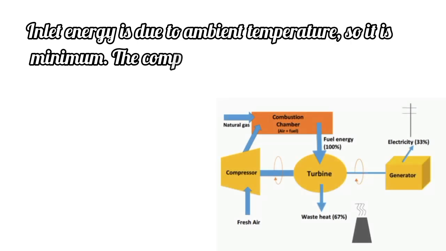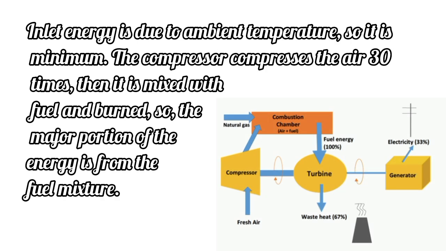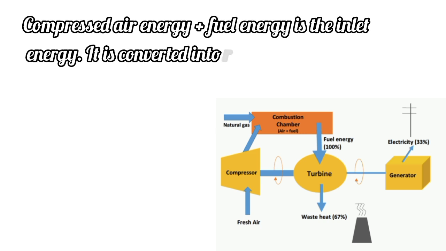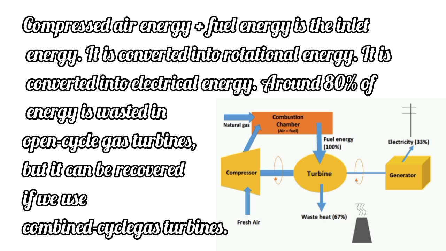Energy cycle. Inlet energy is due to ambient temperature, so it is minimum. The compressor compresses the air 30 times, then it is mixed with fuel and burned, so the major portion of the energy is from the fuel mixture. Compressed air energy. Fuel energy is the inlet energy. It is converted into rotational energy. It is converted into electrical energy.